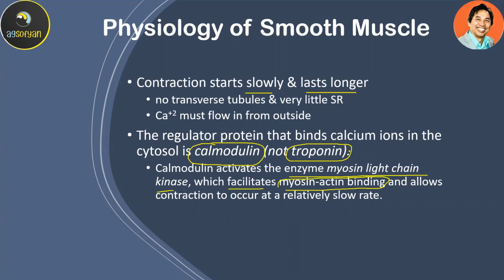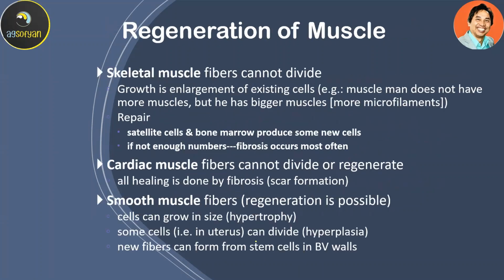Okay, so the troponin is the one that will remove the tropomyosin from the binding site, but this calmodulin is the one that stimulates the binding of the myosin head to the actin whenever this calmodulin binds the calcium.